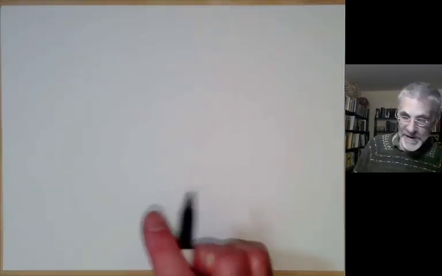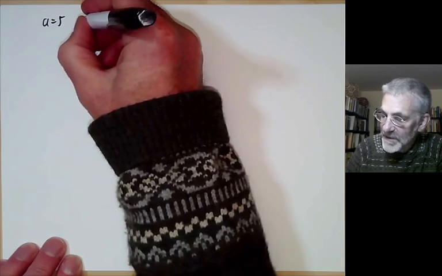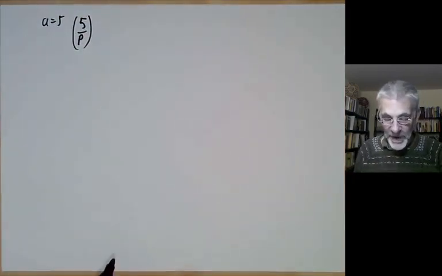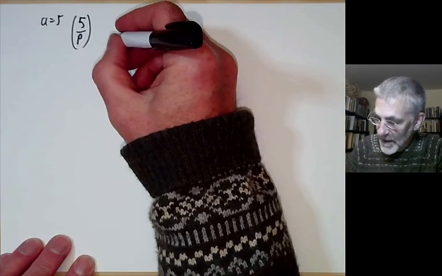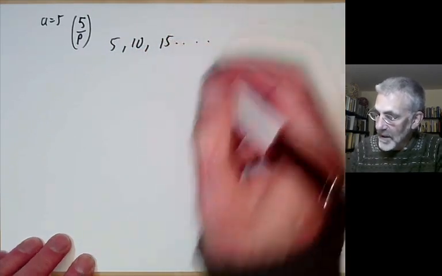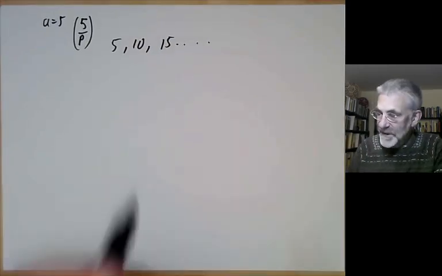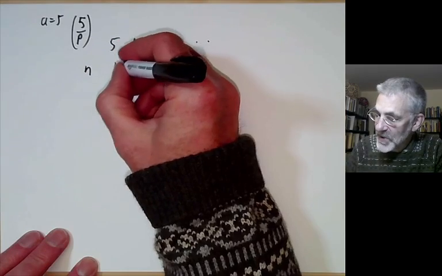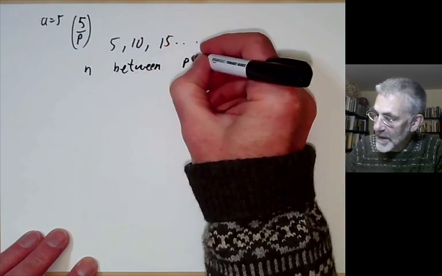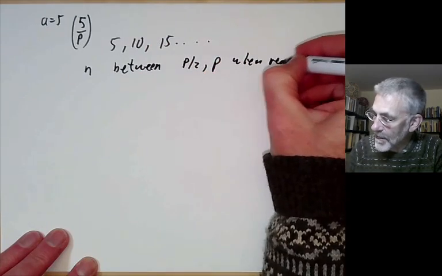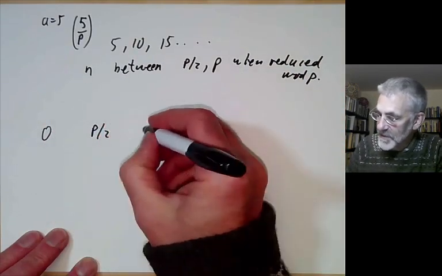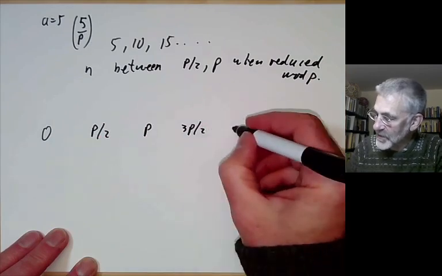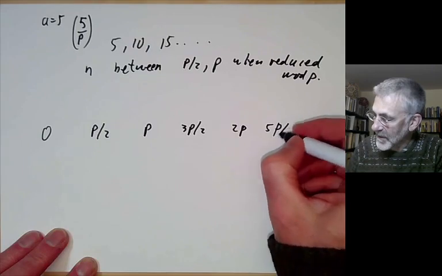Now let's see what happens if we try a equals 5. So when is 5 a quadratic residue of a prime p? Well, what we need to do is to look at the multiples 5, 10, 15 and so on. And we want to work out the number n that are between p over 2 and p when reduced mod p. So here we have numbers going up from 0 to p over 2 to p to 3p over 2 up to 2p up to 5p over 2.